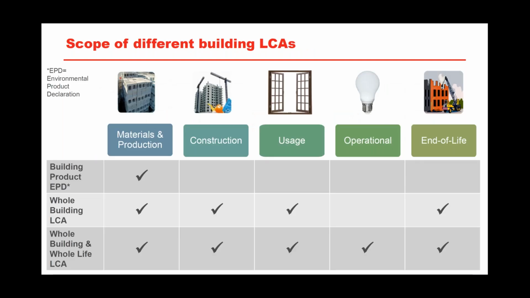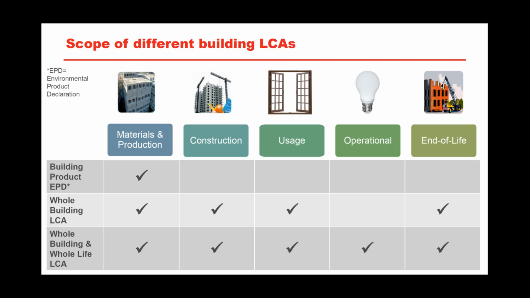And the other thing that I wanted to emphasize is that there are different types of building LCAs that are currently being done, and they have different scopes. And that's primarily because they're intended for different types of purposes. So the one in the top row there, building product EPDs, or environmental product declarations, that's essentially a life cycle assessment that's done on a specific building product, say like concrete or wood or steel, or it could be flooring or cladding or all kinds of things. So those are being used.